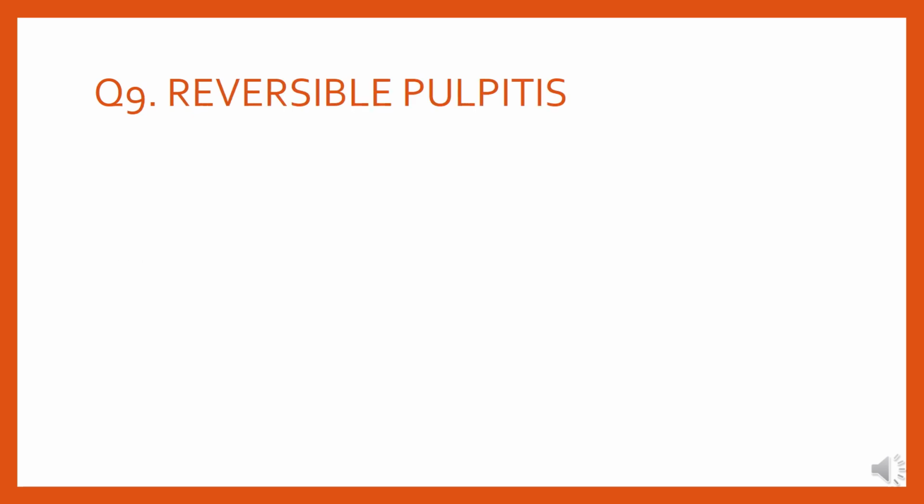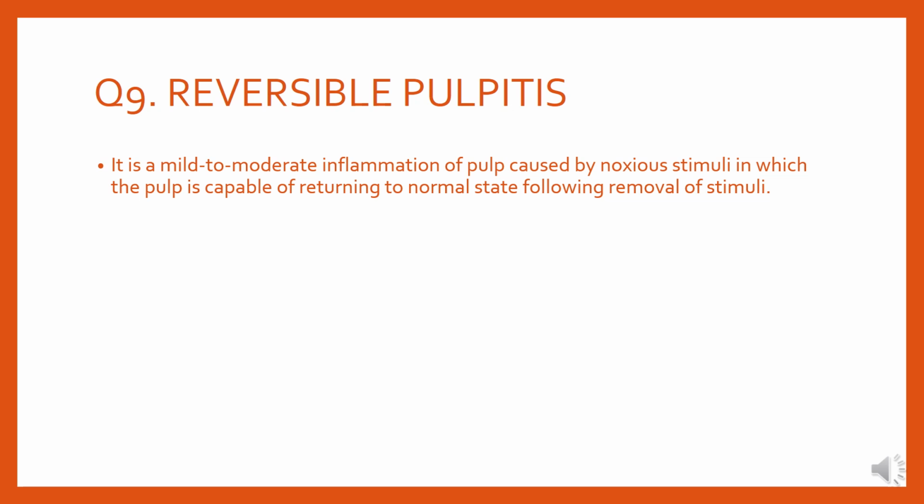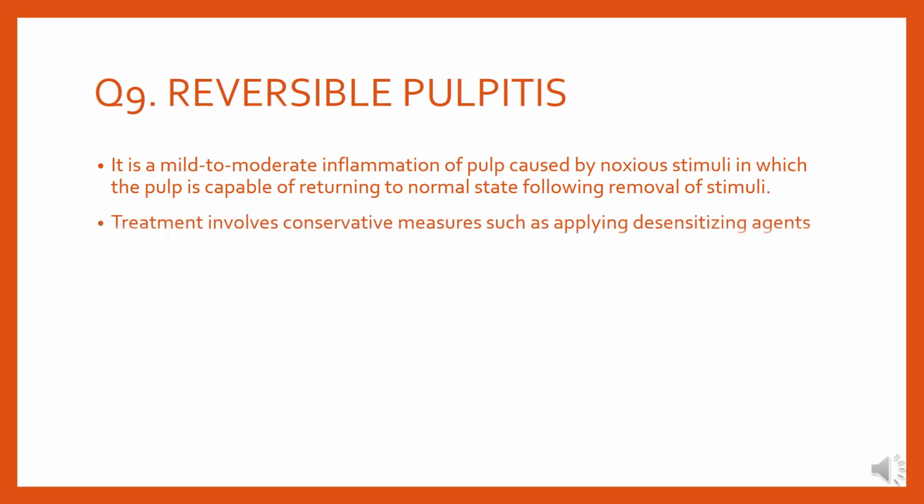Question is reversible pulpitis. It is a mild to moderate inflammation of pulp caused by noxious stimuli in which the pulp is capable of returning to the normal state following removal of the stimuli. Treatment involves conservative measures such as applying desensitizing agents or performing indirect pulp capping to preserve the pulp vitality.